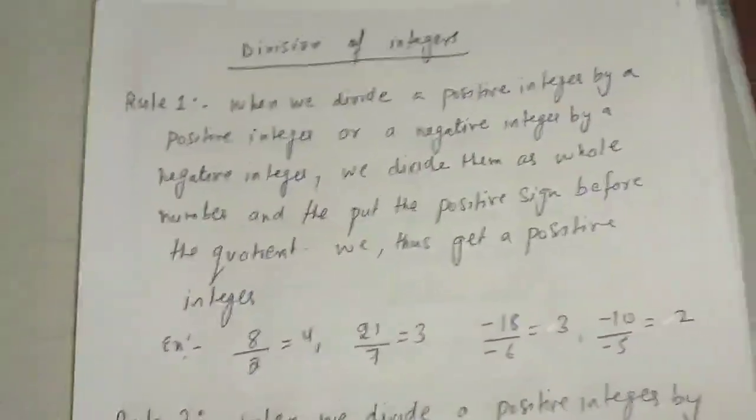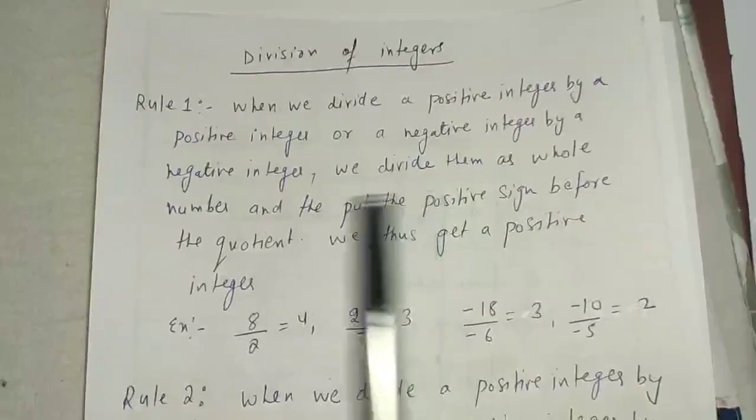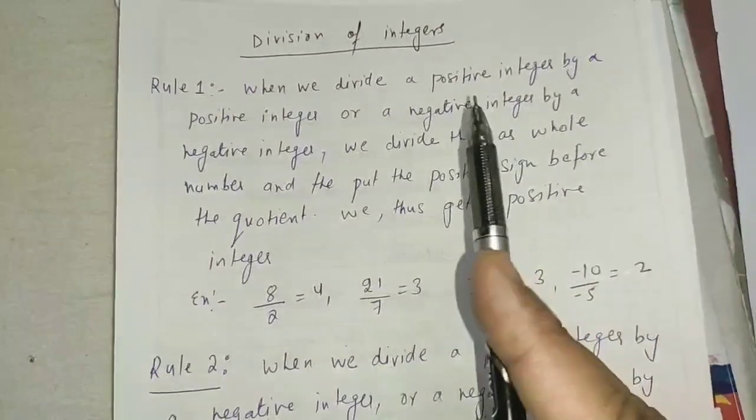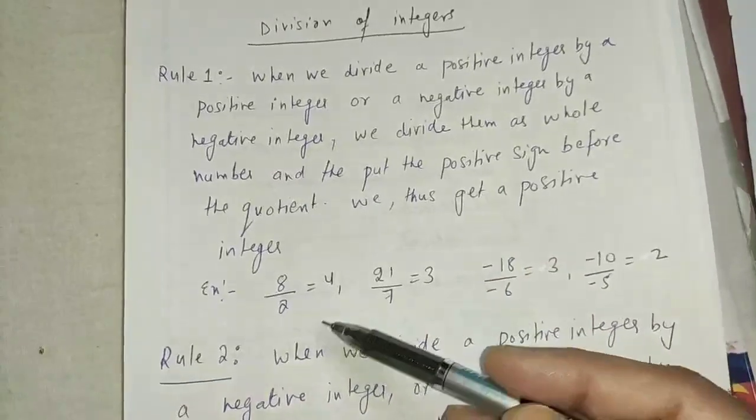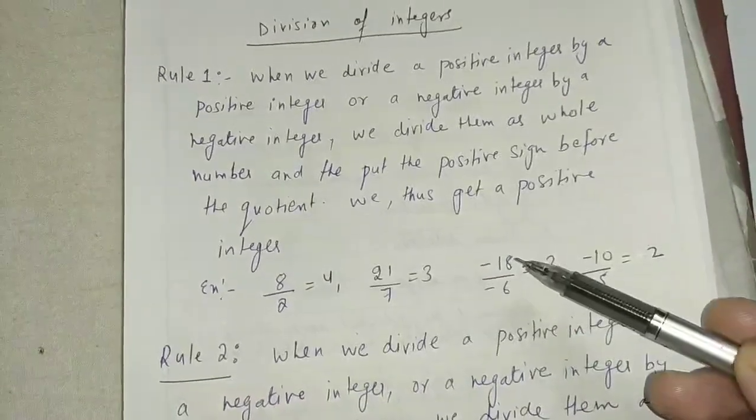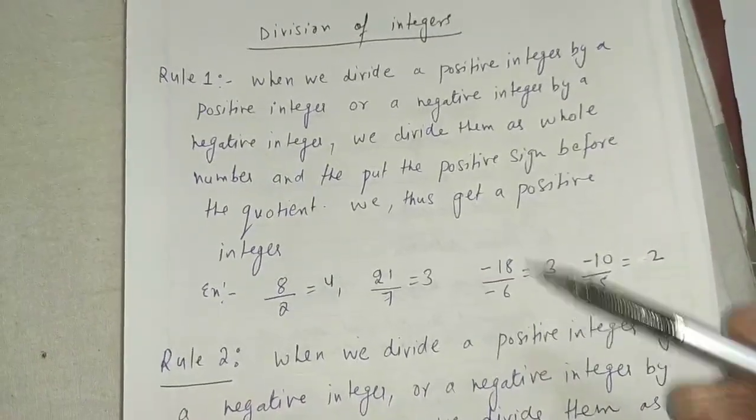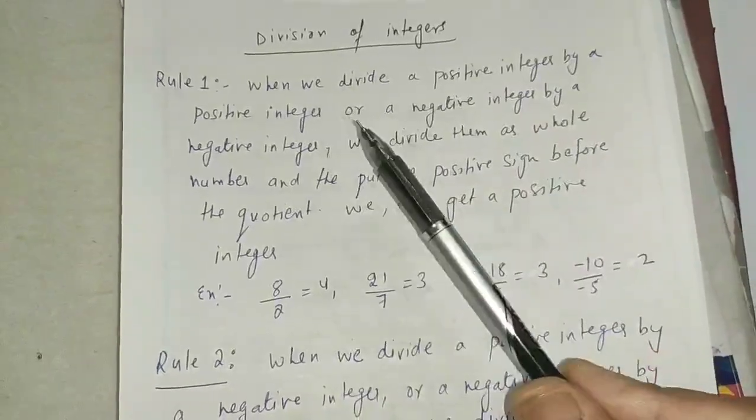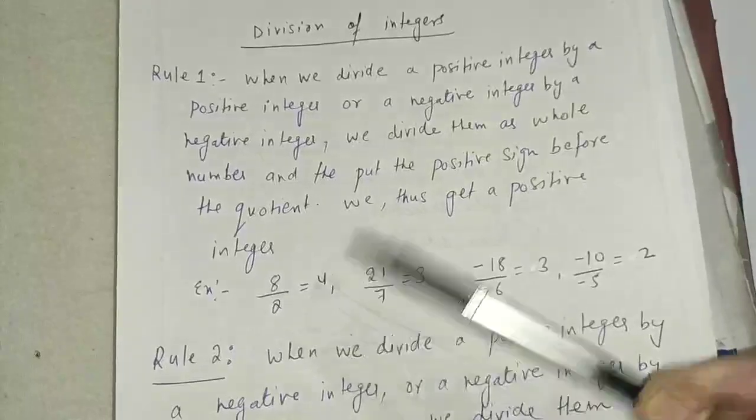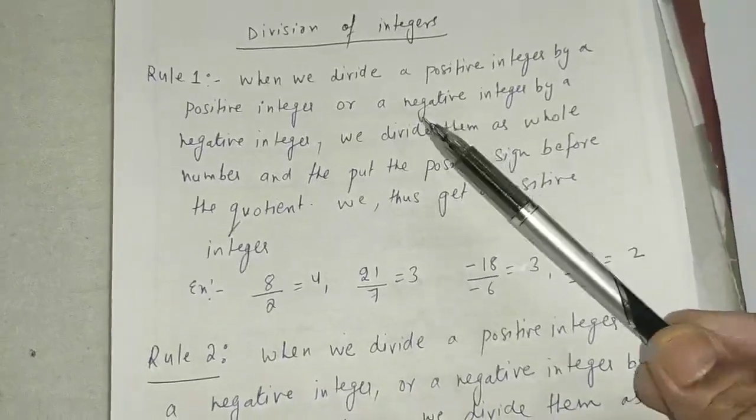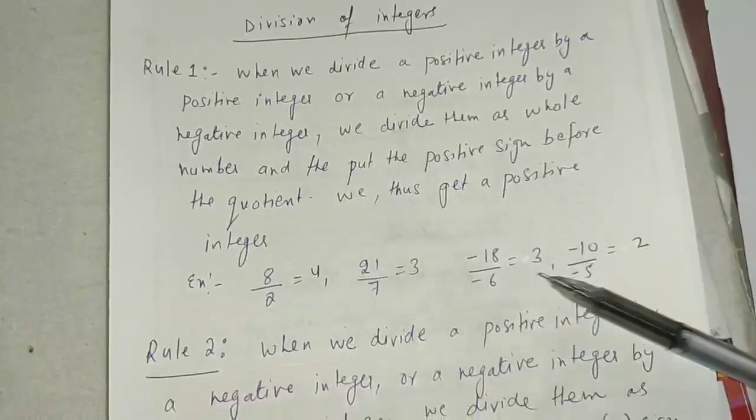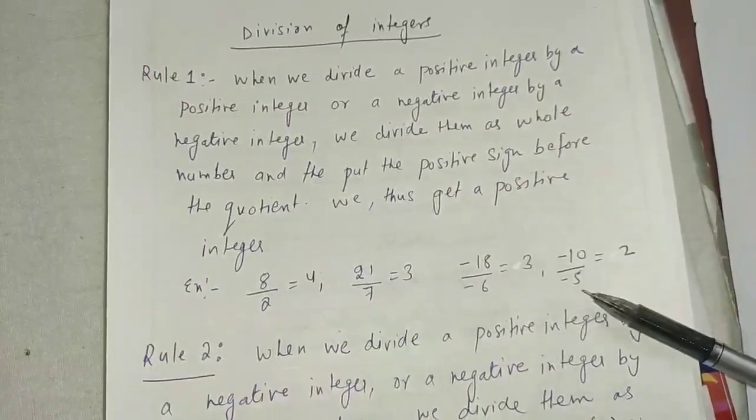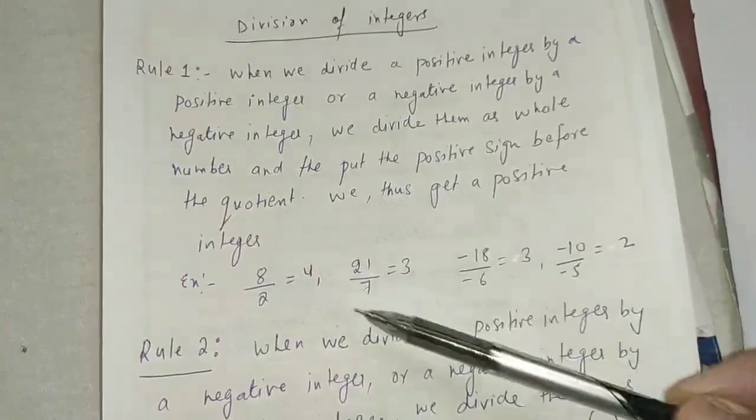So division of the integers. So division of the integer is that there are two conditions. When both positive numbers are divided, like in this case 8 by 2, or both negative, just like this minus 18 by minus 6. So first we read out, when we divide a positive integer by a positive integer, like in this case 8 by 2 or 27 by 7, or a negative integer by a negative integer, like this minus 18 by minus 6, or this minus 10 by minus 5, negative by negative or positive by positive.